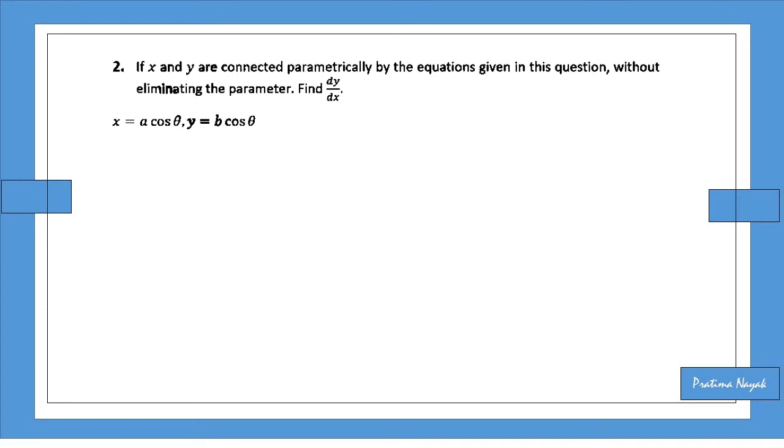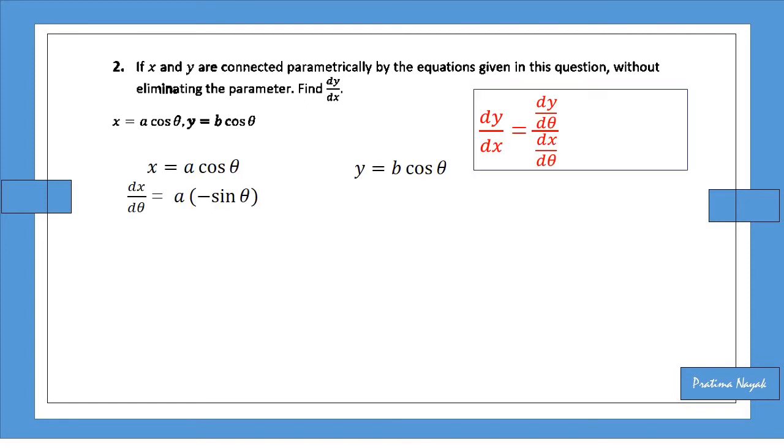Go for another question, question number 2. x and y are connected parametrically by the equations given in this question. Without eliminating the parameter, find dy by dx. So if you see here, x is equal to a cos theta, y is equal to b cos theta, and theta is the parameter here. So we'll apply dy by dx is equal to dy by d theta upon dx by d theta.